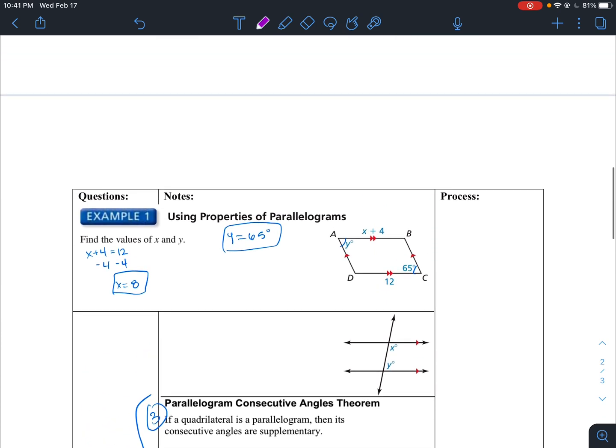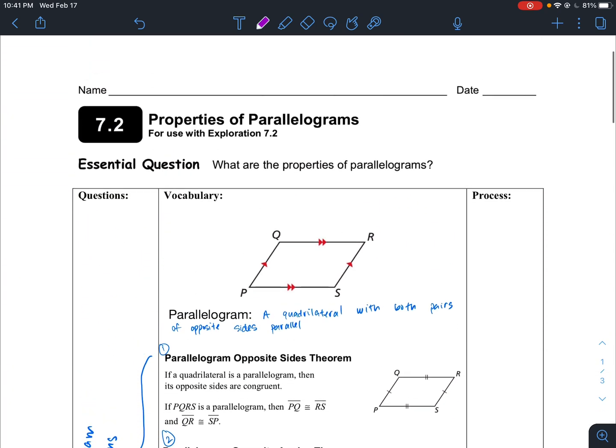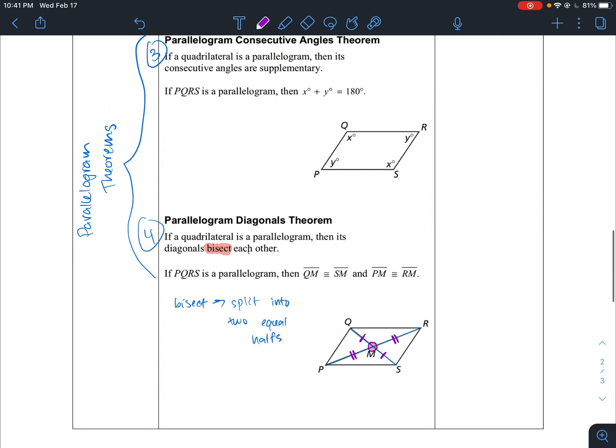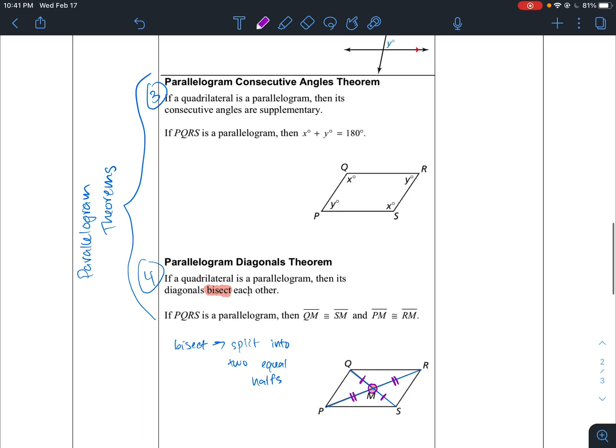So that's pretty much it for this lesson. I know we didn't really cover any example problems here. I might throw up another video showing more example problems.